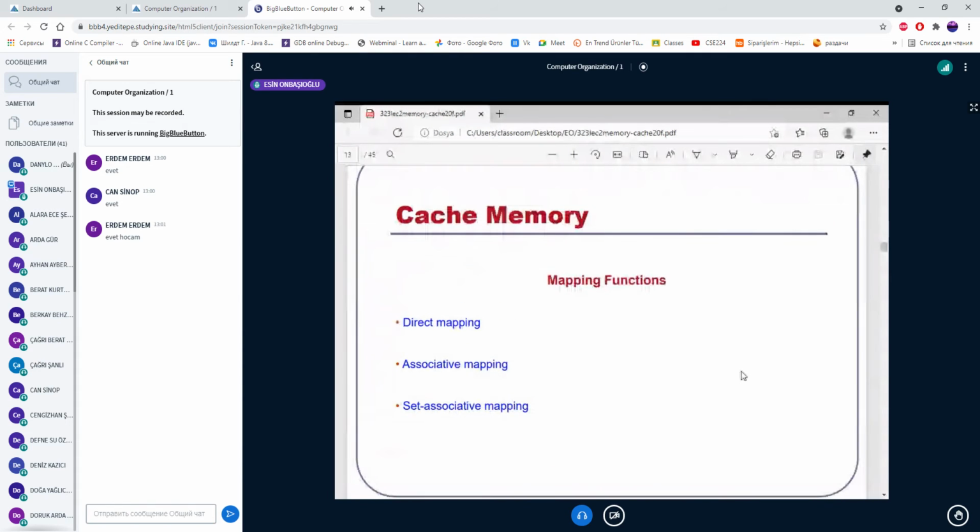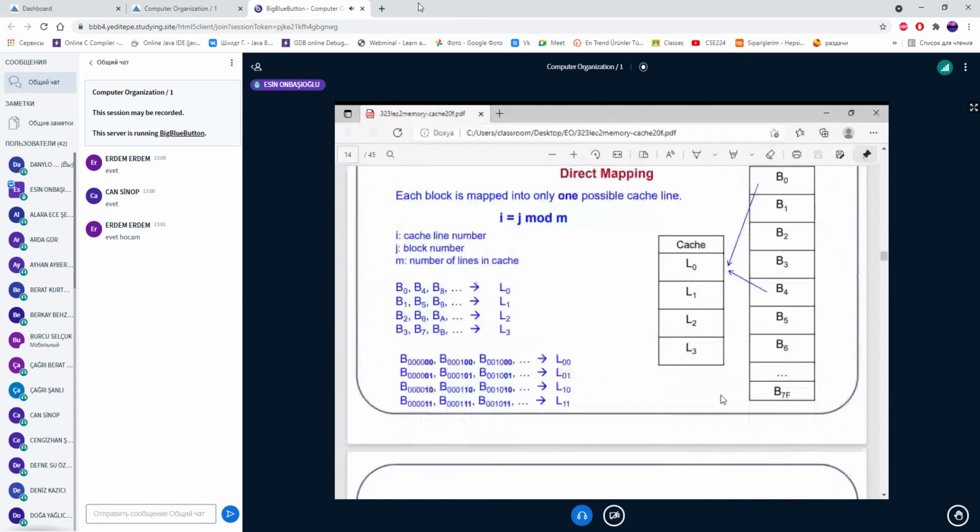And to place blocks in the cache is called the mapping operation. If a block is being moved from the main memory into the cache, where it will be placed in the cache is called the mapping operation. We said that there are three basic mapping techniques, and I explained direct mapping. Let's remember direct mapping.